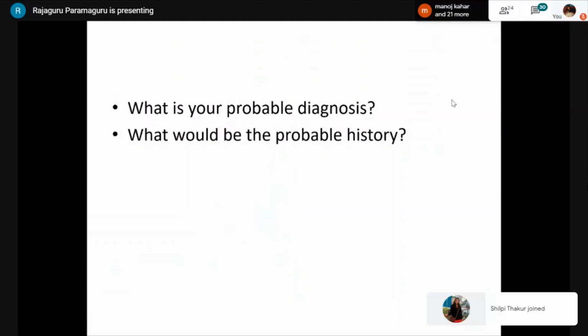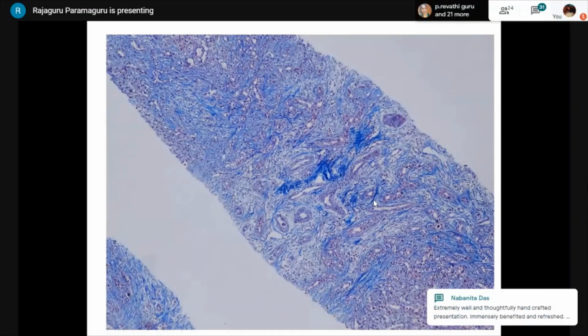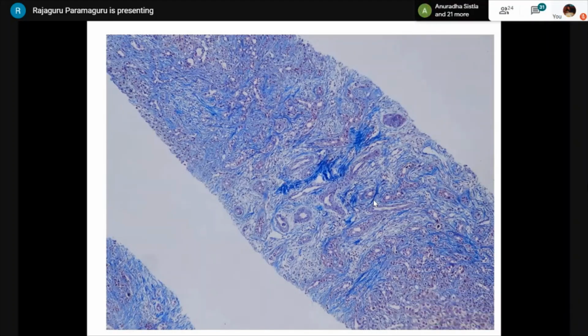Even if you see in the trichrome, this one is more dense, but here it is more pale. So I think that will be helpful to differentiate those two patterns. And definitely we'll have to rely on the clinical and radiological picture.